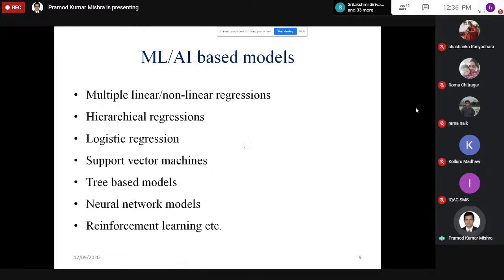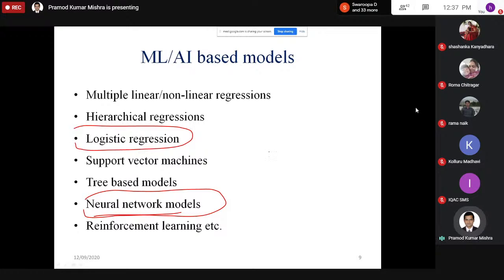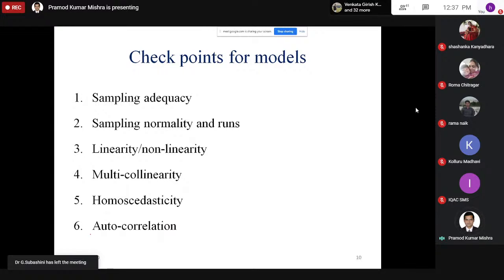Logistic regression. These are all again one-hour classes. Support vector machines, tree-based models, the neural network, right? There's a lot of work happening in neural networks. Then you also have logistic regression, right? Then tree-based models. Then if there is no data available, probably a reinforcement learning kind of model that you can have.